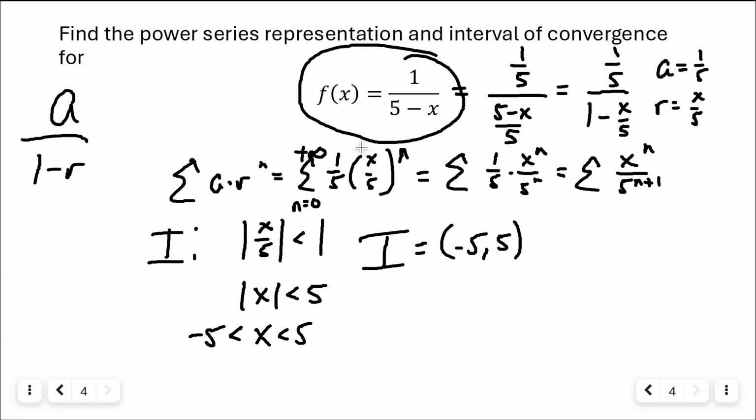Okay? And that's it for this lesson. All right, we're just converting functions as best we can into this form, a over 1 minus r, and then writing their interval of convergence based on that geometric series.